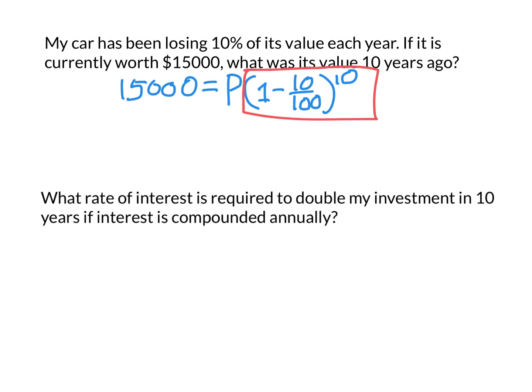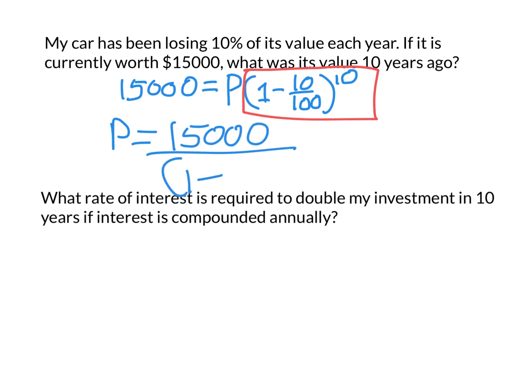So we can get P by itself by simply dividing each side. So P will simply be 15,000 divided by that number, 1 minus 10 over 100 to the power of 10. And putting that on our calculator again to the nearest dollar, we get about 43,020.